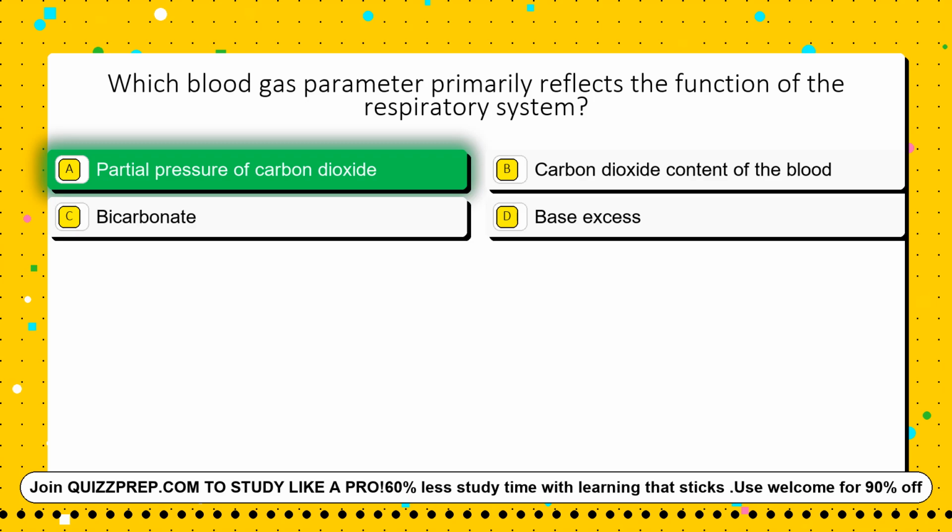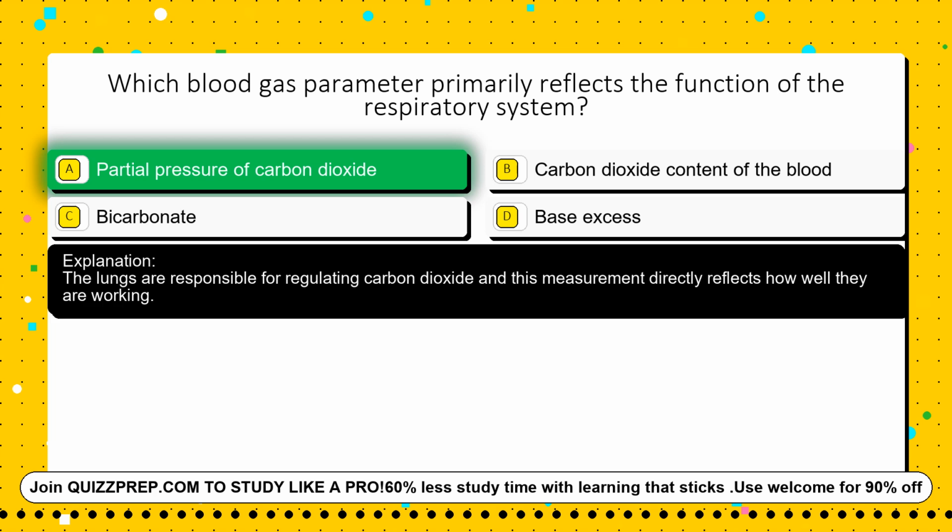The correct answer is option A, partial pressure of carbon dioxide. The lungs are responsible for regulating carbon dioxide, and this measurement directly reflects how well they are working.